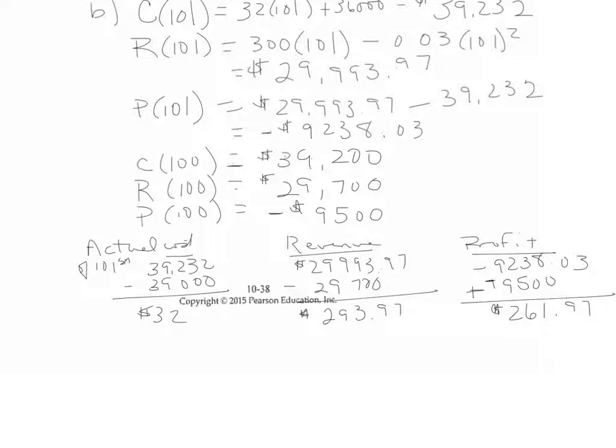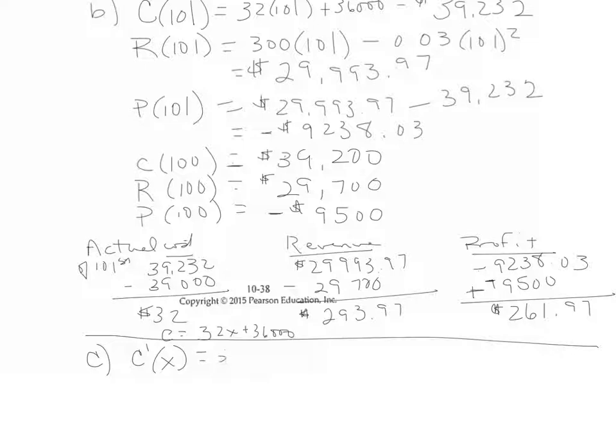This was tedious. Let me just show you, if we had used those marginal functions, what we would have come up with. So if we took the cost function and we find the derivative, I want you to look back. Your cost function was 32x plus $36,000. What do you get when you differentiate that? Cost was 32x plus 36,000. The derivative of that is just 32.